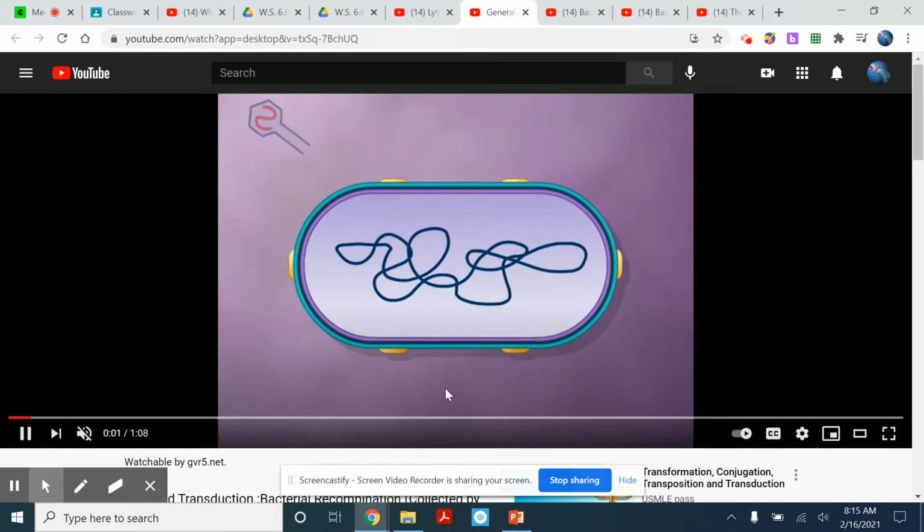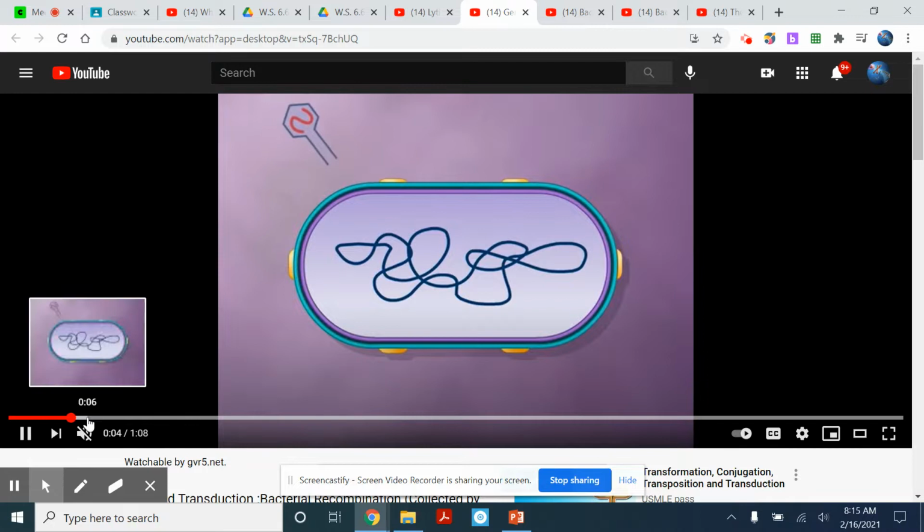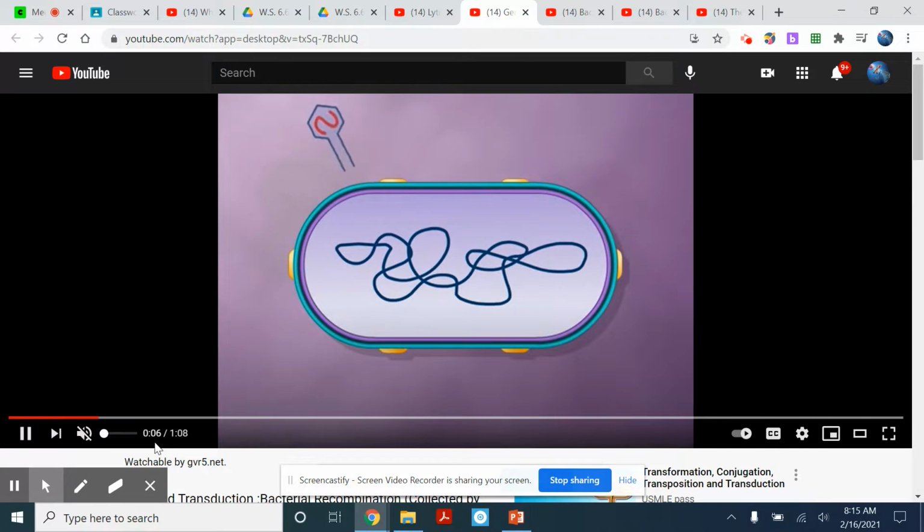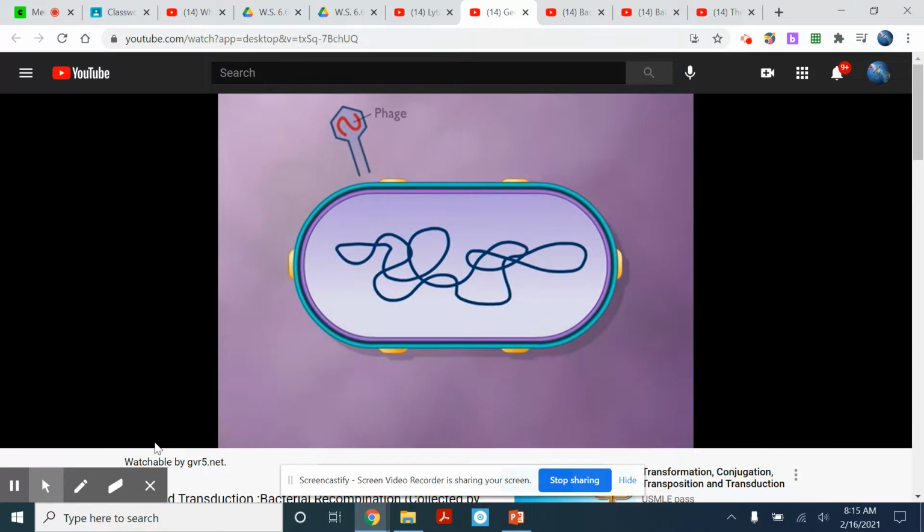Now, in your notes, I found a picture of a ducking duck to maybe help you realize what's going on when we say transduction. Okay, so duck, a virus is coming. So in transduction, bacteria cells have the ability to get new traits, and it's because of a viral infection.